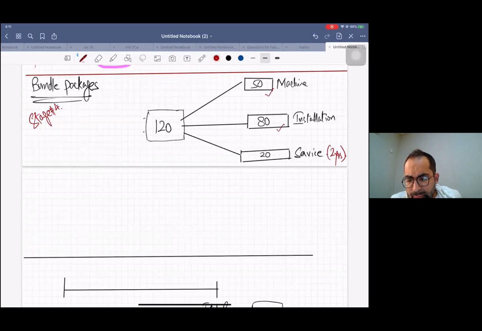So if the standalone prices are 50, 80, and 20. If somebody pays separately for these three, the prices are there. But if somebody pays, yes, Azan, wait 2 minutes for Azan.